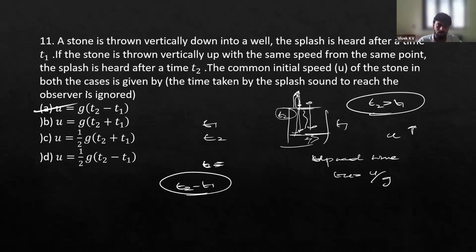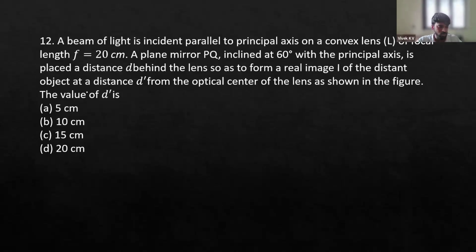Okay, so now moving on to our 12th question. This is a case for a lens. A beam of light is incident parallel to the principal axis of a convex lens. We have a convex lens of focal length f equal to 20 centimeter. A plane mirror PQ inclined at 60° with the principal axis is placed at a distance D behind the lens so as to form a real image I of the distant object at a distance D dash from the optical center, as shown in the figure.